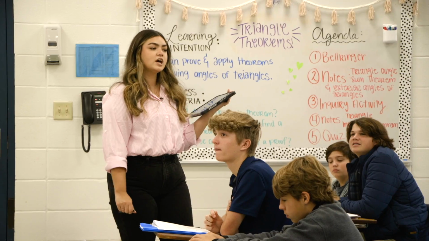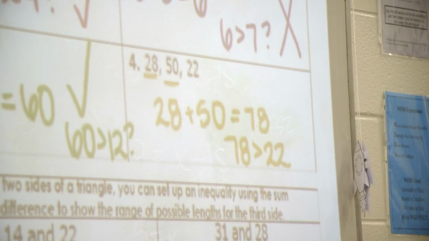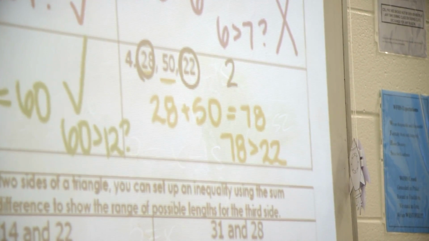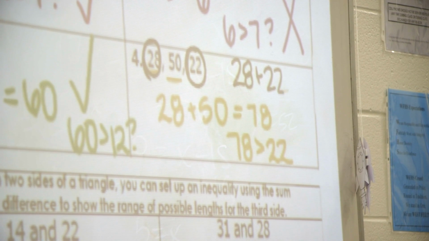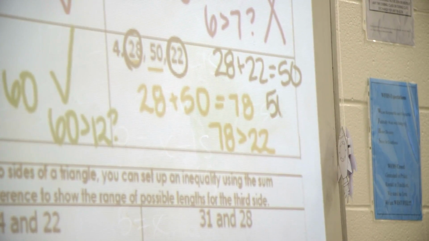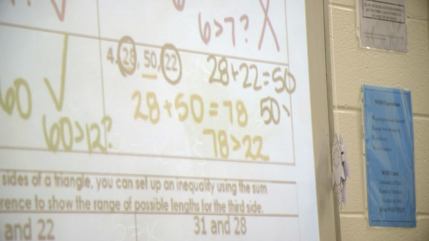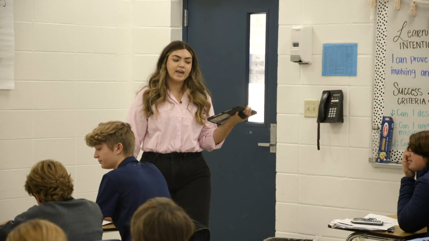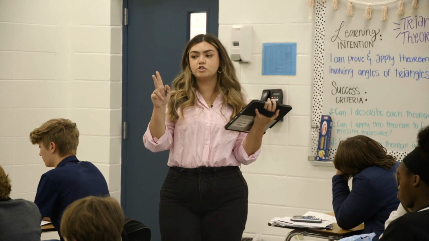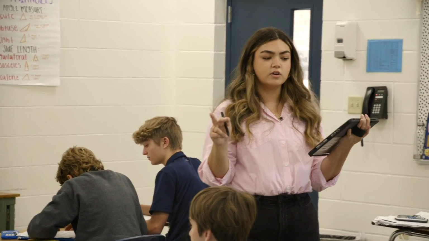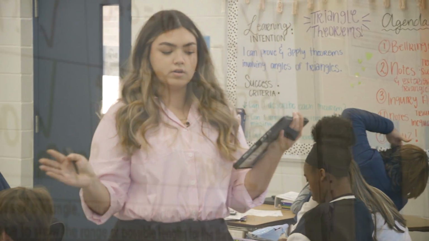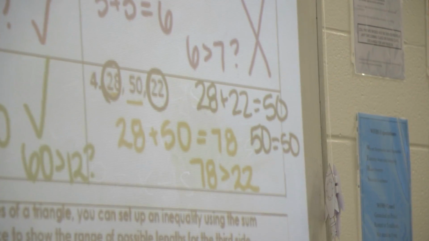Let's go ahead and check number 4 again. But what if I add two different side lengths? What if I add 28 and 22? What does that equal? 50, and it's equal. So 50 is actually equal to 50. So in cases like this where you find that two sides are actually equal to the third, that's not going to work. So the last one is a no.